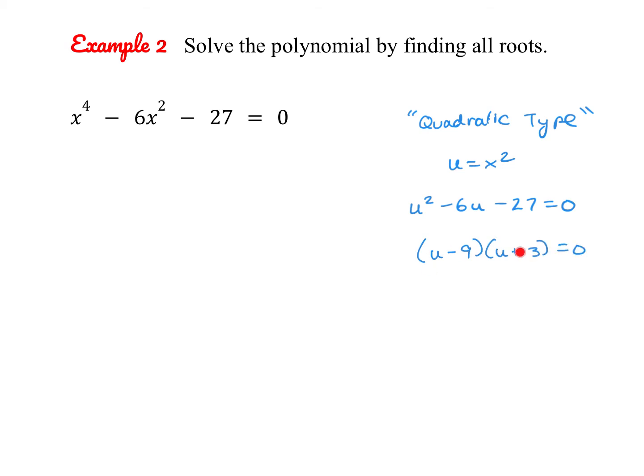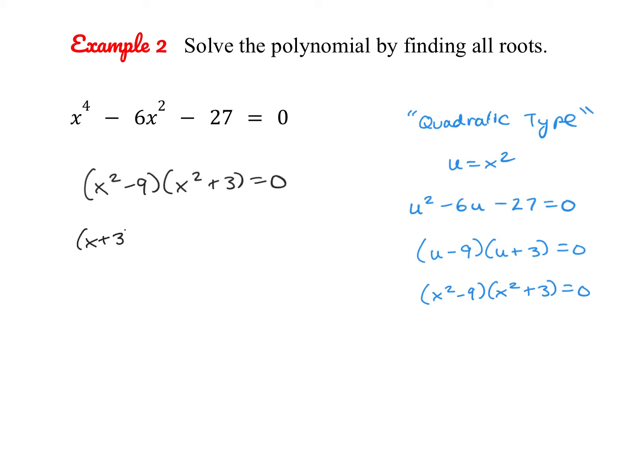And then once it's factored, we can substitute x squared back in. So that would give us x squared minus 9 times x squared plus 3. So now we have our first two factors of our polynomial, but we should always check to see if we can factor more. This first one, x squared minus 9, is a difference of two squares, so we can factor more here. But this x squared plus 3, we can't factor that more, so we'll just leave it.